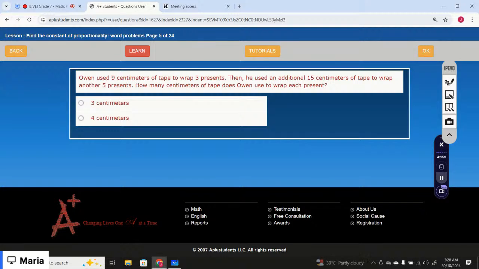Owen used 9 centimeters of tape to wrap 3 presents. Then he used an additional 15 centimeters of tape to wrap another 5 presents. How many centimeters of tape does Owen use to wrap each present? So which is the correct option?